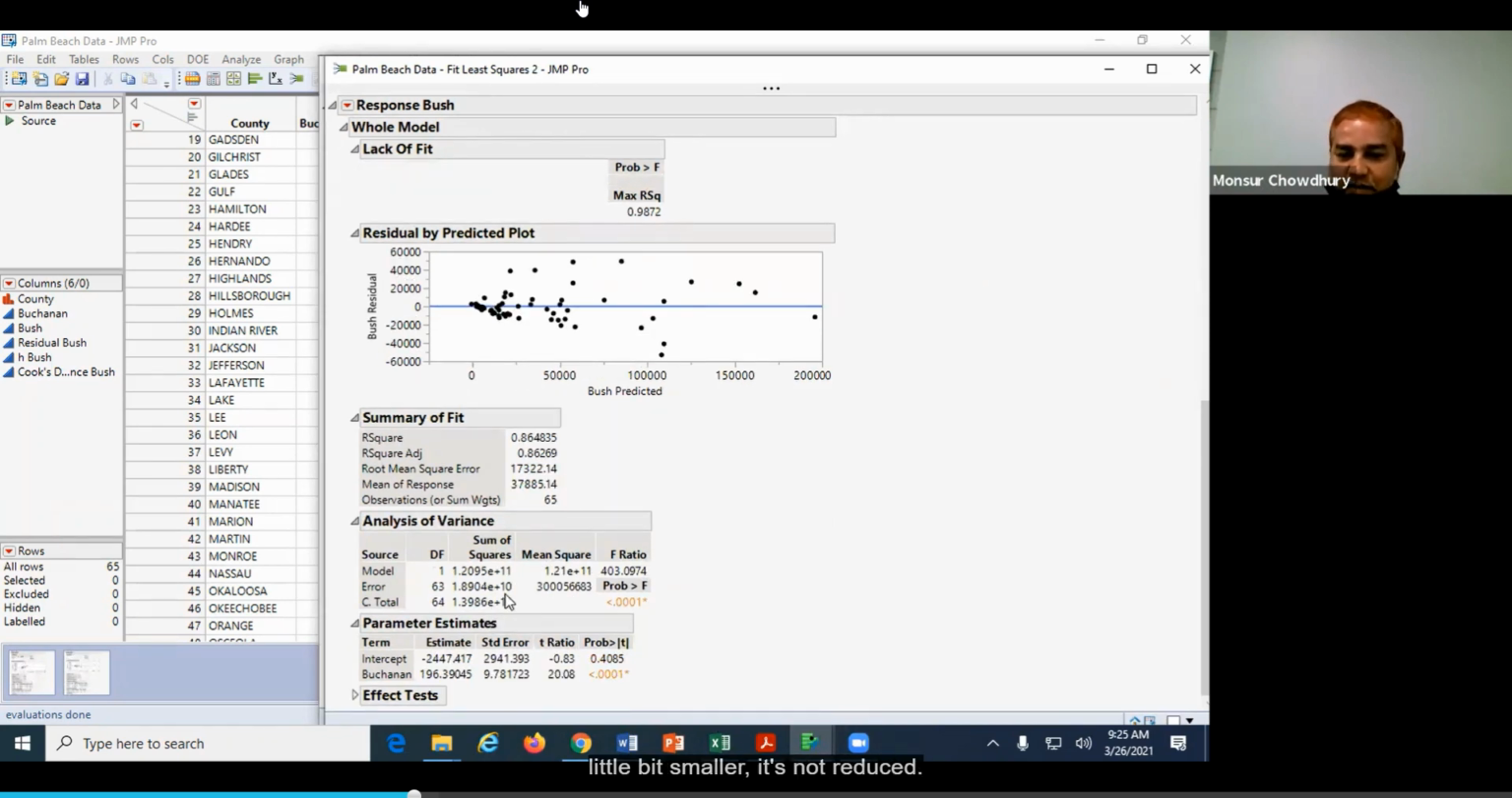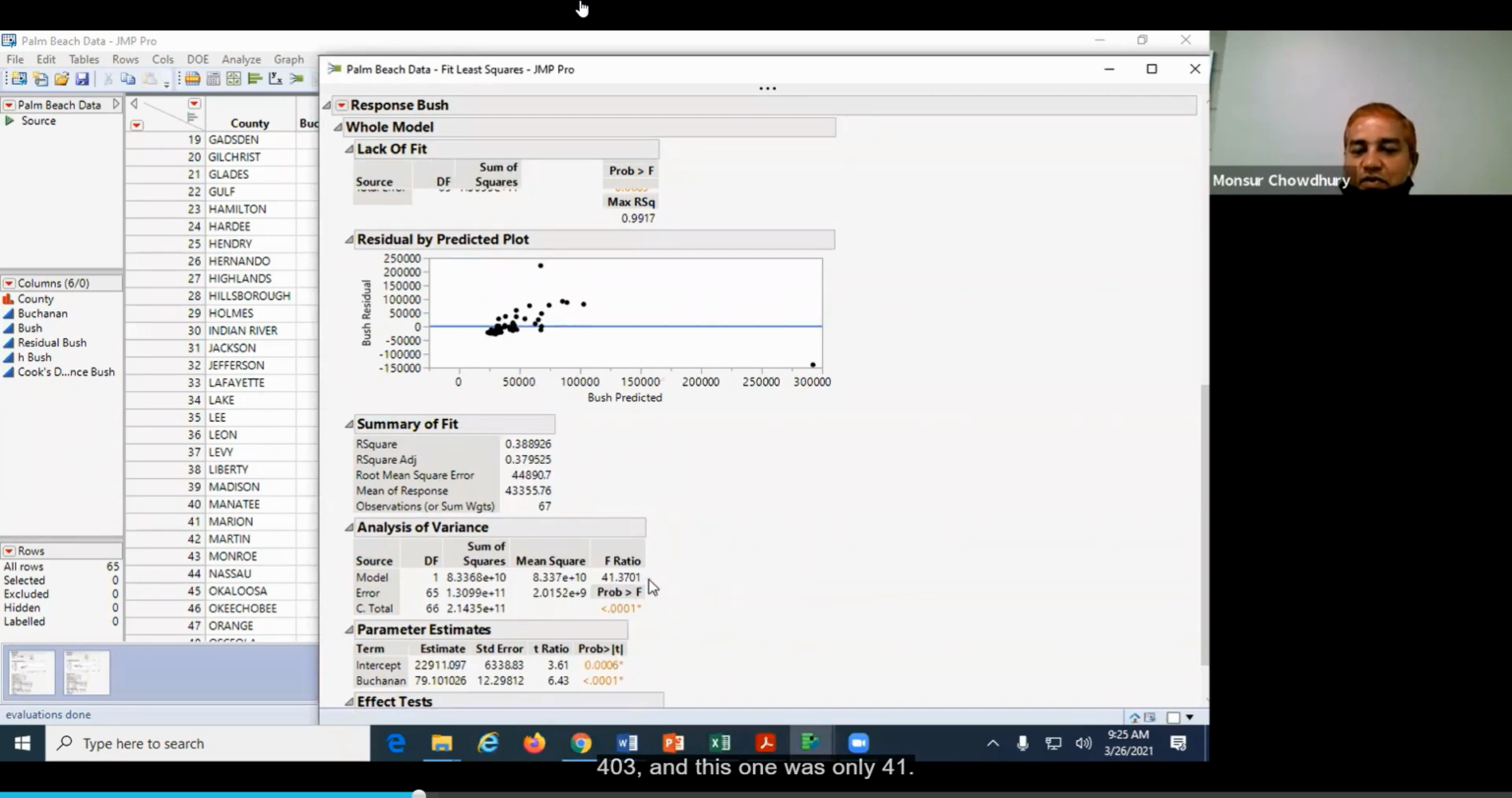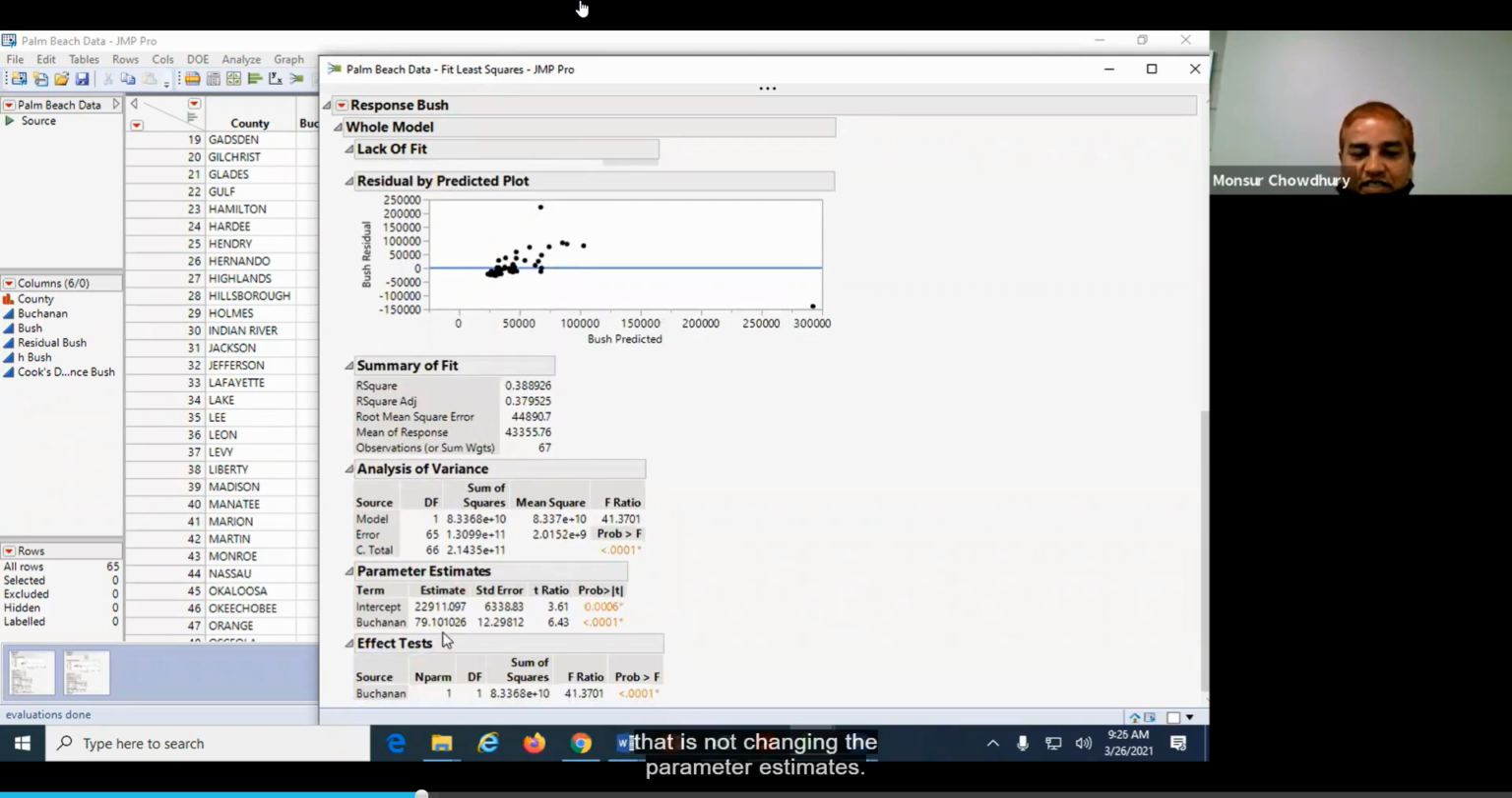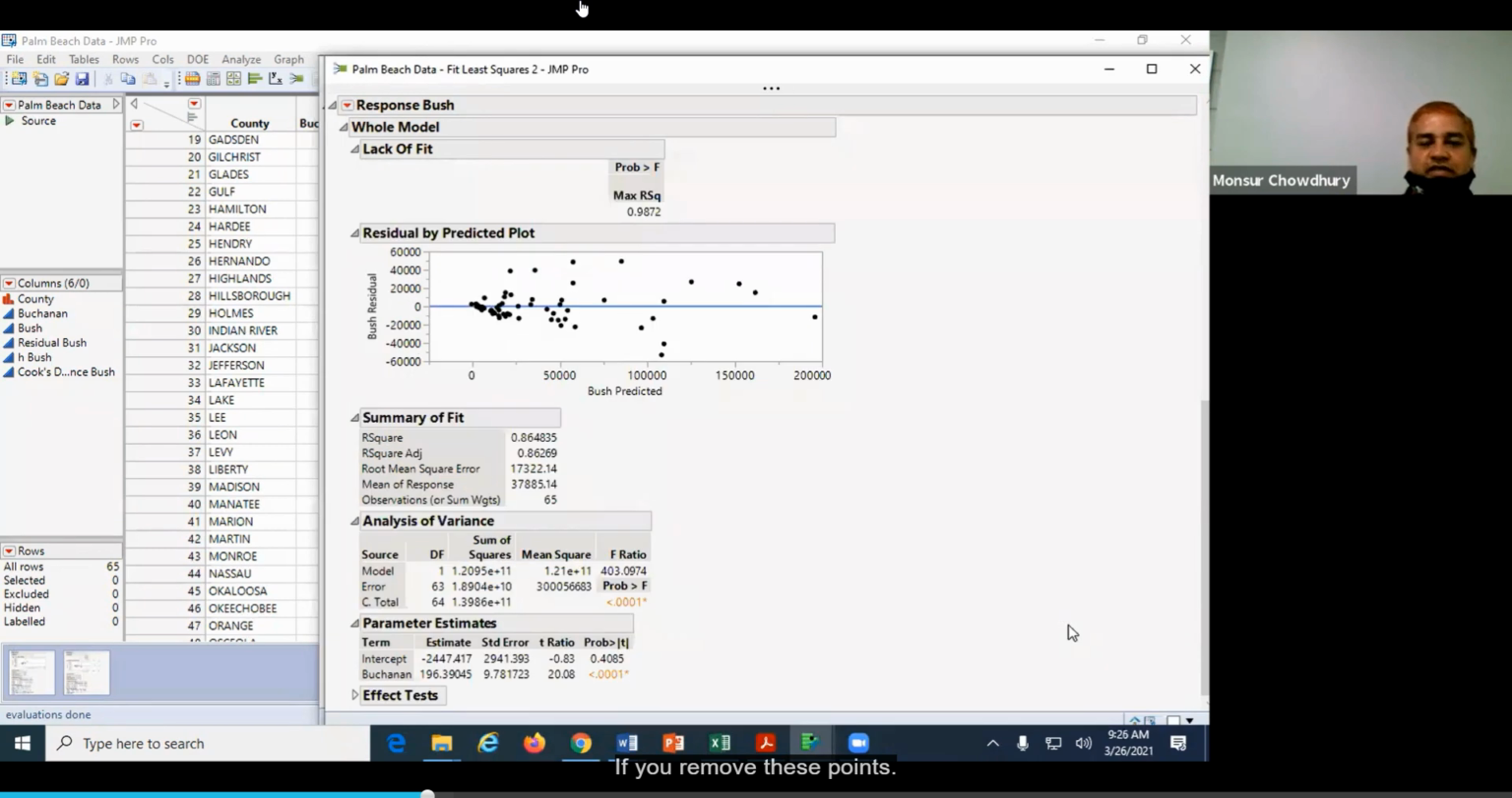Now E plus 10 is a little bit smaller, it's not reduced, but if you look at your F ratio here, it's 403, and this one was only 41. So we have high power of detecting whether there is a relationship, and if there is, no changing the parameter estimates, but we can see the F ratio changes a lot and R square changes a lot if you remove these points.